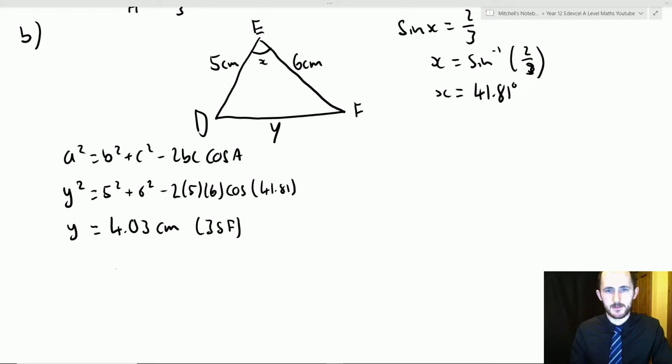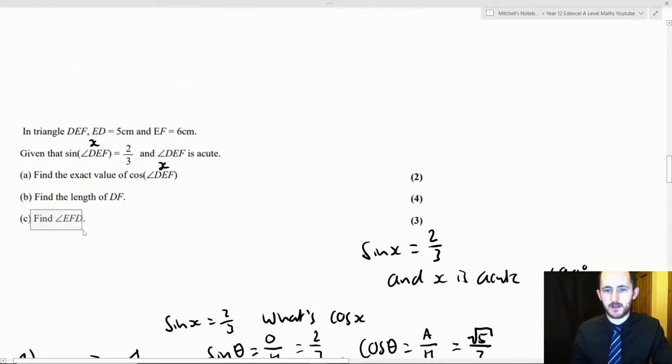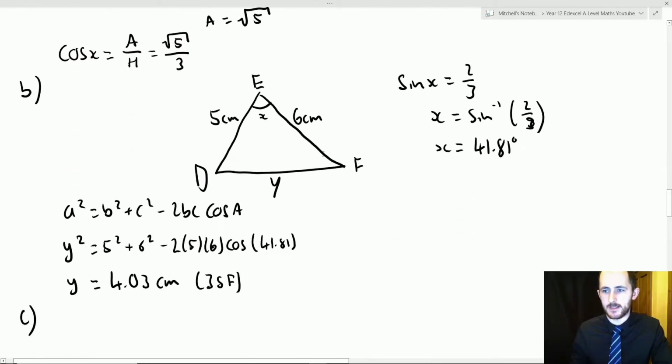And then lastly, part C, find the angle EFD. Okay, cool. So EFD, that's going to be this angle over here. Let's call that Z. Okay. So what we can do is actually replace these letters now. So Y we've worked out is 4.03. And we've worked out X to be a fairly long number, but 41.81.